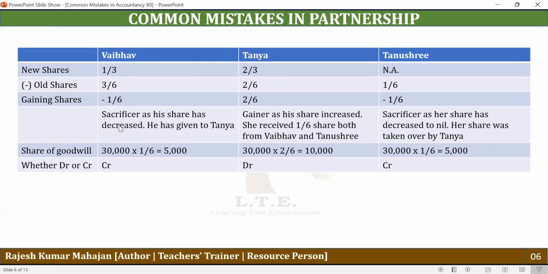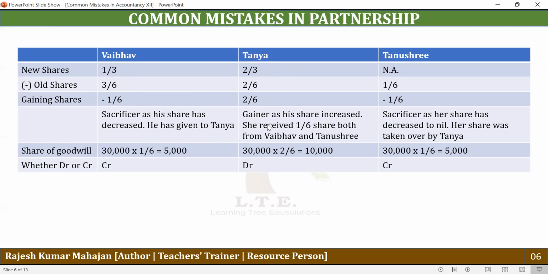In the case of Vaibhav, where the gaining share comes out minus or negative, it means his new share has declined. So he has sacrificed. It means the new share is less than the old share. The new share is 1/3, whereas the old share was 3/6, that is 1/2. So his share has declined. The partner whose share declines is basically a sacrificer, and the sacrificer who loses his share, his capital account will be credited. So Vaibhav is a sacrificer, and he has sacrificed 1/6 share in favor of Tanya.